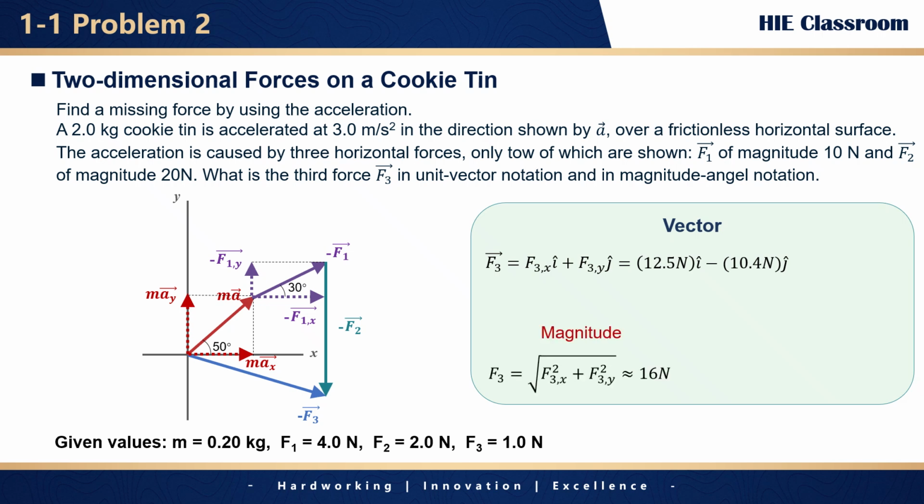Now let's find the magnitude and direction of F3. The magnitude is F3 equal to the square root of F3x squared plus F3y squared. It's approximately 16 Newtons. And the direction is given by theta equal to tan inverse of F3y over F3x. It's approximately minus 40 degrees. So the third force has a magnitude of about 16 Newtons and is directed approximately 40 degrees below the x-axis.